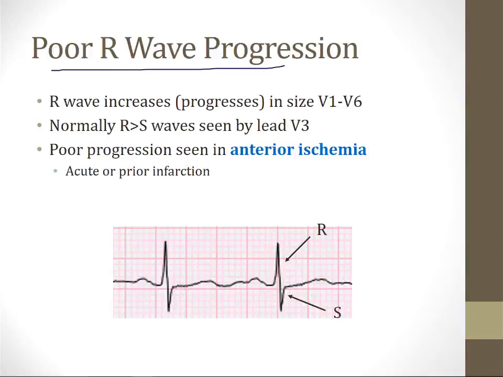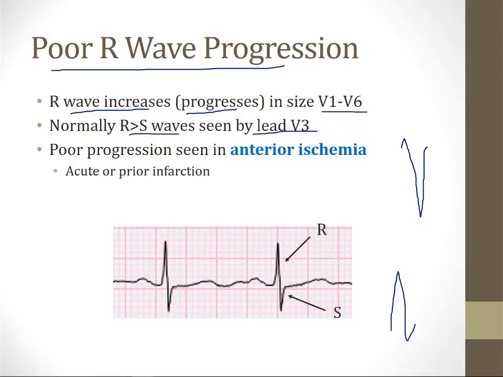Poor R wave progression is another finding that can be seen in coronary ischemia. Normally the R wave progresses in size or amplitude as you go from V1 to V6. Lead V1 typically has a very small R wave and a very deep S wave. By the time you get to V6, you usually have a tall R wave and very little S wave. That's the normal progression. Normally you should see an R wave that's larger than the S wave by lead V3.